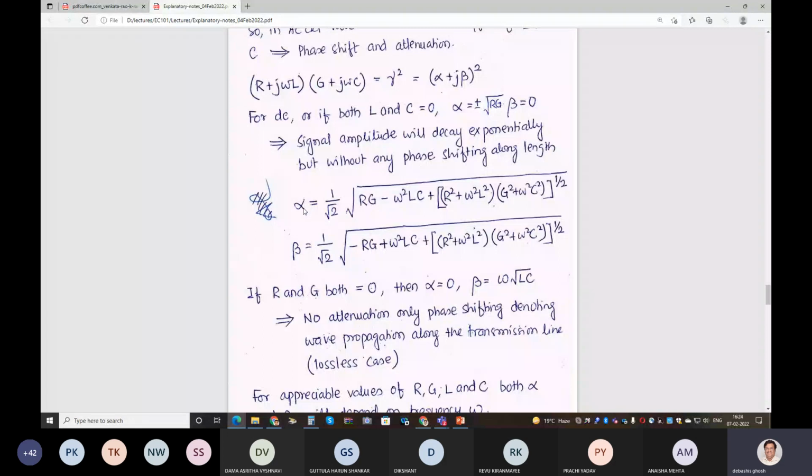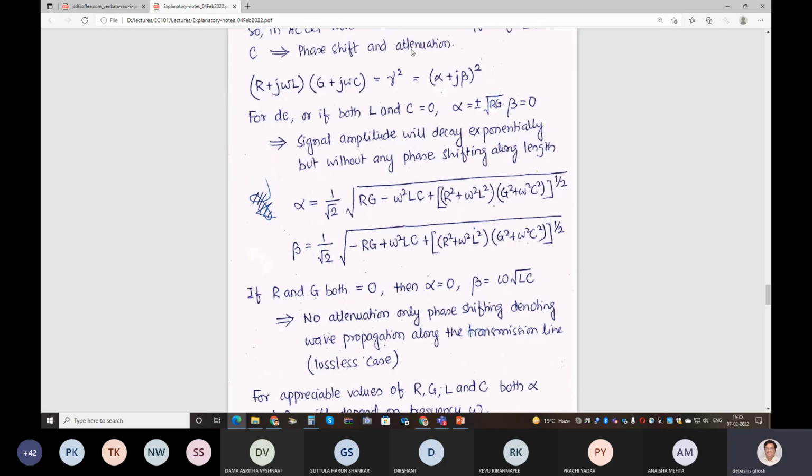Otherwise, alpha can be calculated. It is equal to this. From here you can do it, and beta will come out to be equal to this. This is the alpha and beta. Now you see here in this expression, omega is coming into picture. So for appreciable values of R, G, L and C. Here I have taken two special cases. In one case I have taken L and C equal to 0. In the other case I have taken R and G equal to 0.